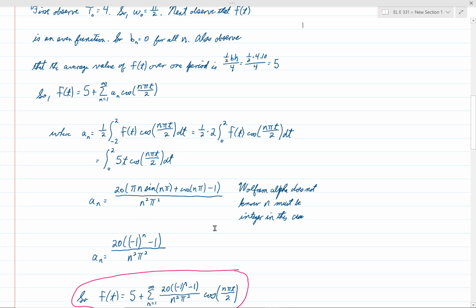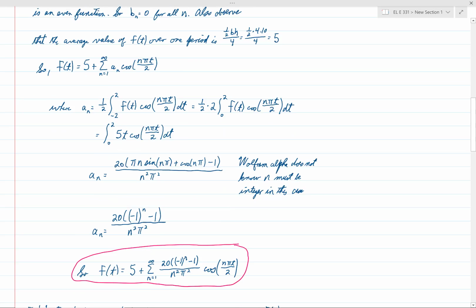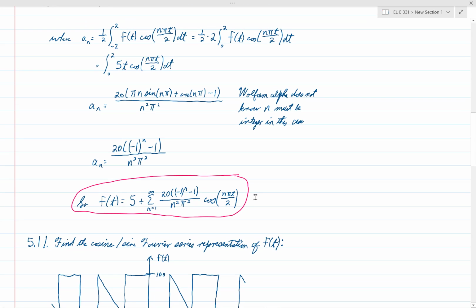And again, remember, b_n is equal to 0. So when we substitute in what we have found for a_n into this formula, we get this. And that is the Fourier series of f of t.